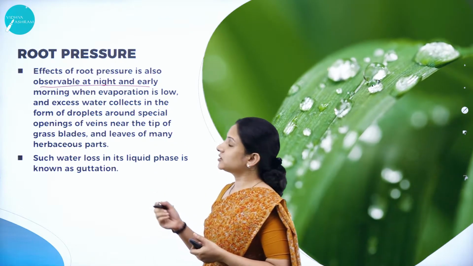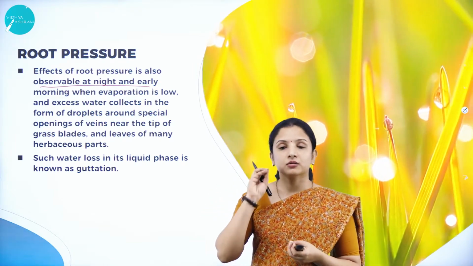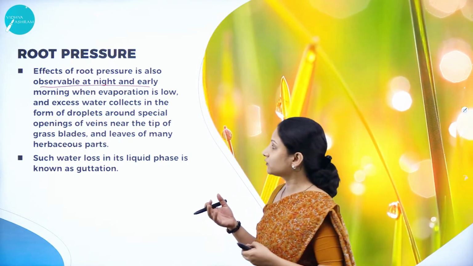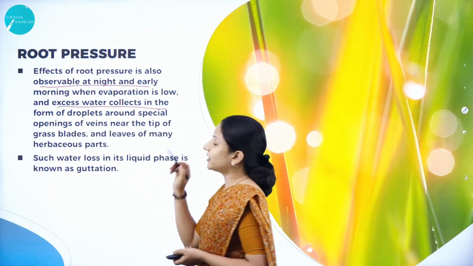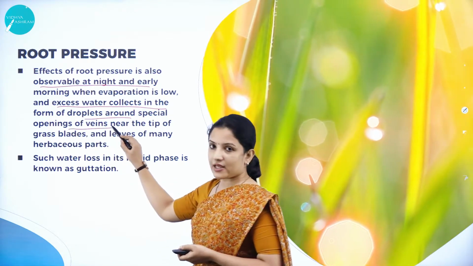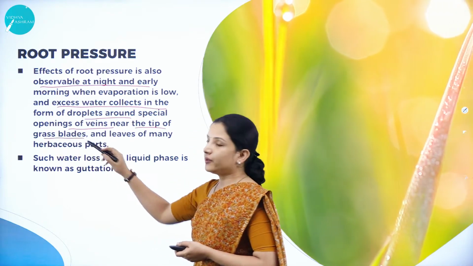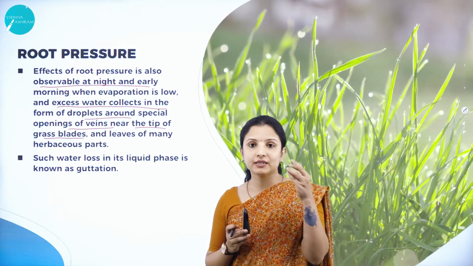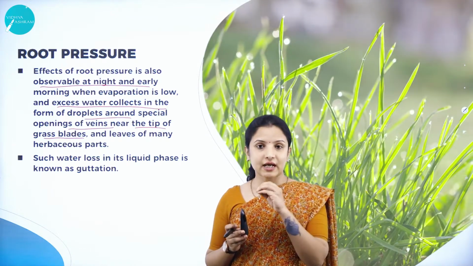So the root pressure can be seen even in the night, and we can also see the water that is coming out of the leaf. When we look in the morning, we can see excess water collected in the form of droplets around special openings of veins present in the leaves or at the tip of the leaf blade. Whenever we go on a morning walk, we can see small pearl-like water droplets on the grasses and all that.